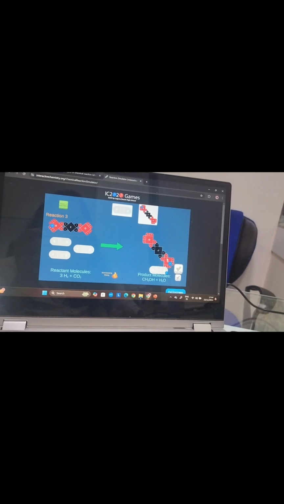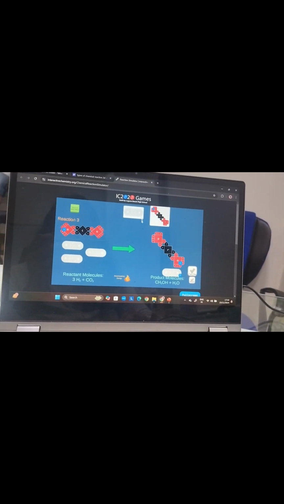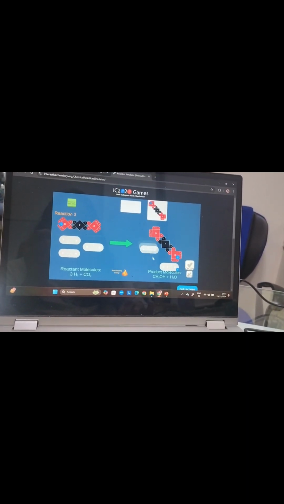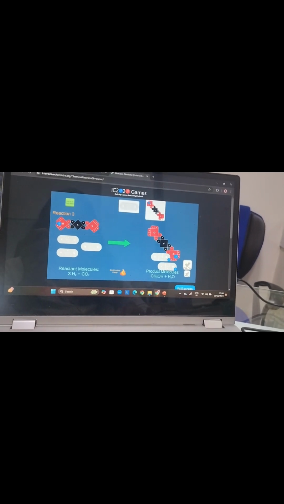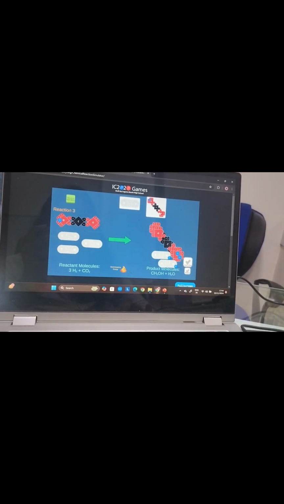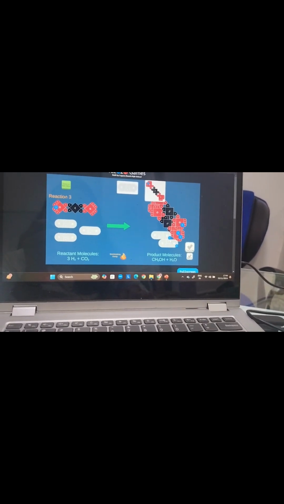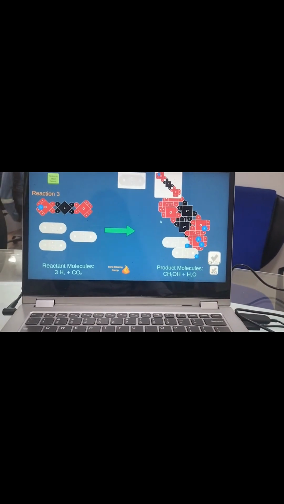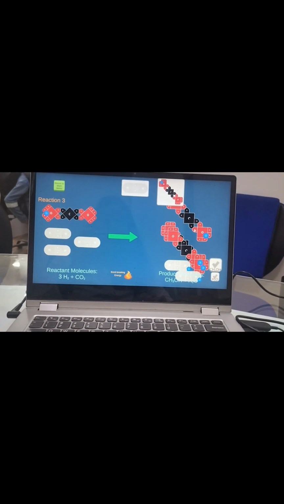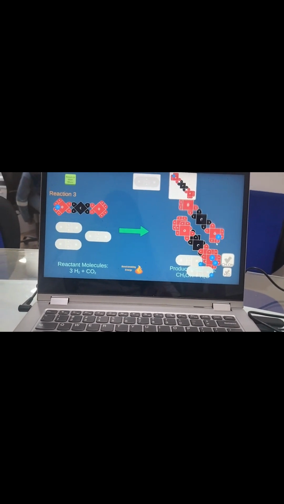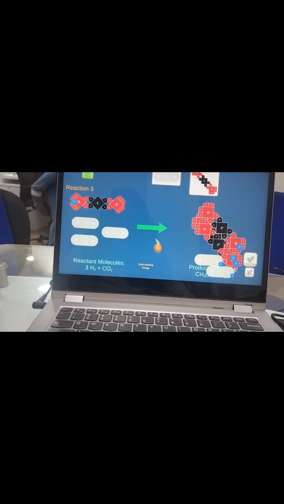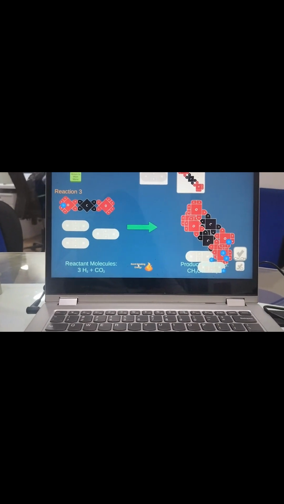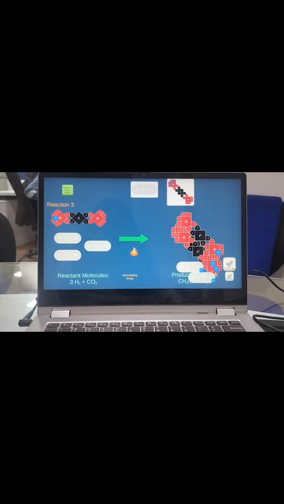Wait, one more hydrogen I have to take. This is how, and one more. This is how the molecule of methanol looks. See this. You can also cut it short like this. This is not only for bond breakings and makings, you can do anything with this. See this. If you want to show this thing, you can also put it over here.